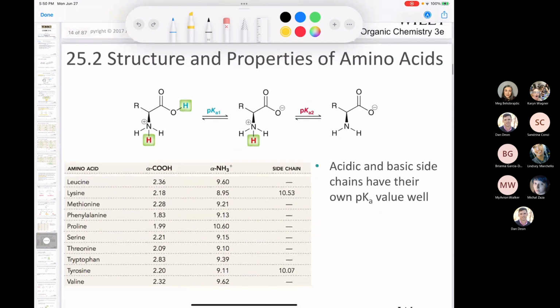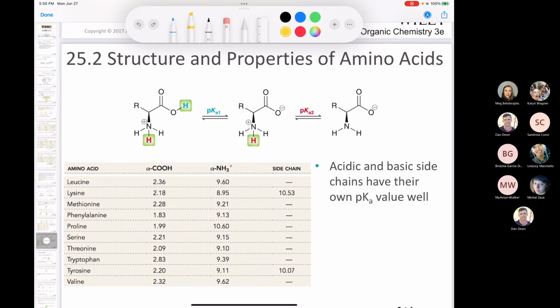Let's move on from there. Acidic and basic side chains have their own pKa. You see tyrosine and lysine are thrown in here. Anyhow, let's not worry about the side chains right now. Let's just focus on the carboxyl group and the protonated form of the amine and see if we can unpack a little more of the information here.